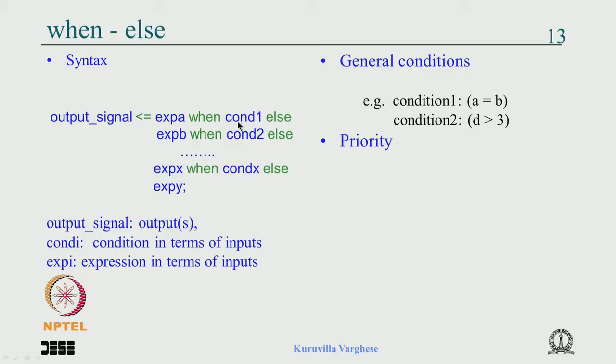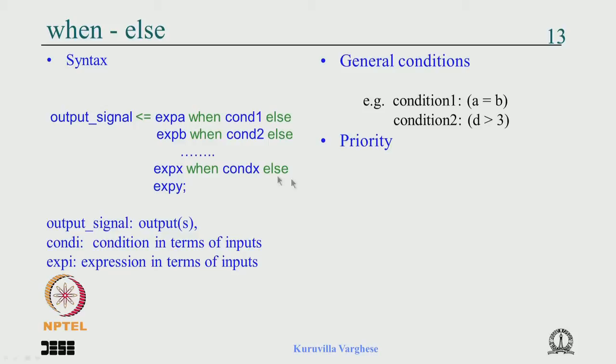So as you go down, the NOT of all the previous conditions comes into the picture. So it brings in priority. First thing to note is that there is a priority. It is a little more powerful, because condition 1 can be in terms of 2 signals, and condition 2 can be another group of signals, and the expression itself can be some inputs.